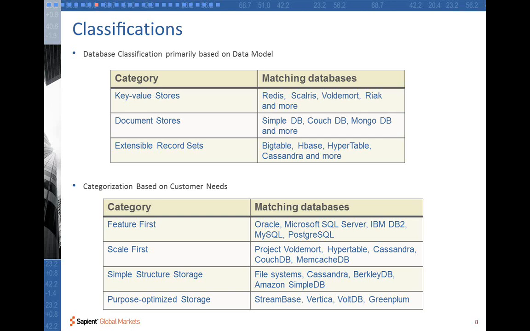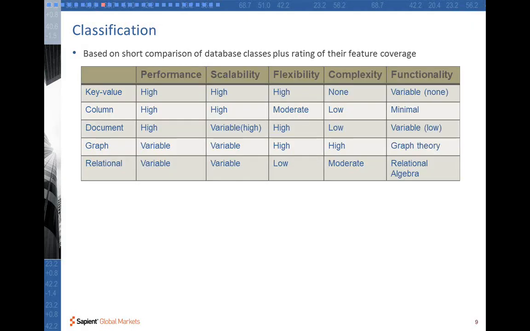Now, we see a classification with a comparison of these data structures: key value, column, document, graph, and comparing that to relational in terms of performance, scalability, flexibility, complexity, and functionality. We can clearly see that graph databases are highly complex and highly flexible, and relational databases are low in flexibility but moderate in complexity. But in terms of performance, key value, column, and document are very high in performance and scalability. So this is a short comparison and classification which we can build and talk about.